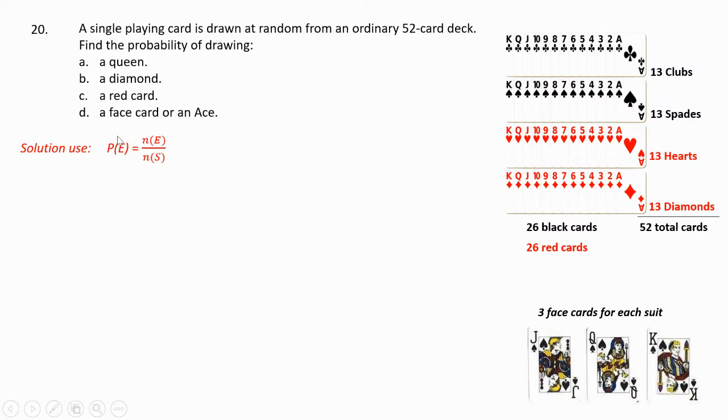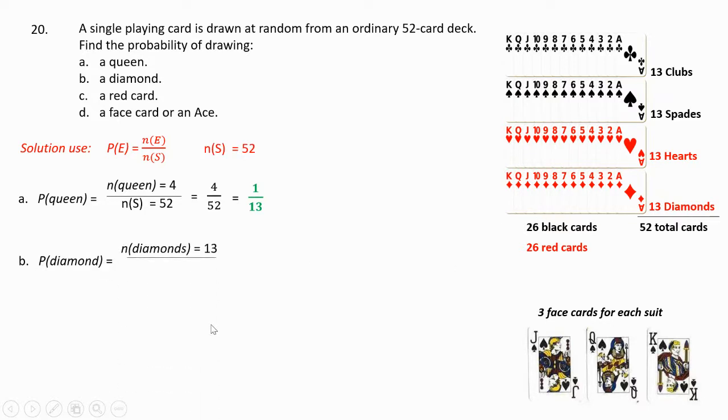Okay, so now let's solve number 20. The probability that you have a queen: my sample space will be 52 because there's 52 cards. So how many queens are there? There's 4, because there's 1 on each suit. So it'll be 4 over 52, which equals 1 over 13. So this is my answer, guys, 1 over 13. The probability of a diamond: there's 13 diamonds, so it's 13 over 52, which is 1/4. So that's the answer for B.